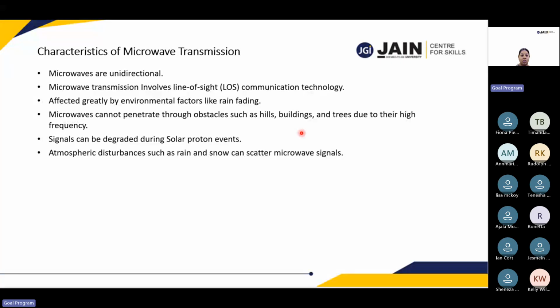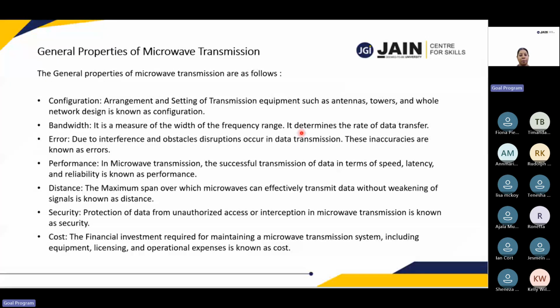Similarly, signals can be degraded during solar proton events. Signals will be degraded, less signal, we will say, because of solar proton events. Atmospheric disturbances, for example rain, snow, storms, and wind, can also scatter your microwave signals. These are the general properties and characteristics of microwave signals.